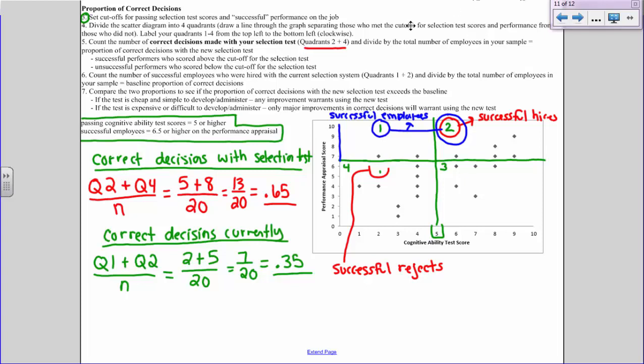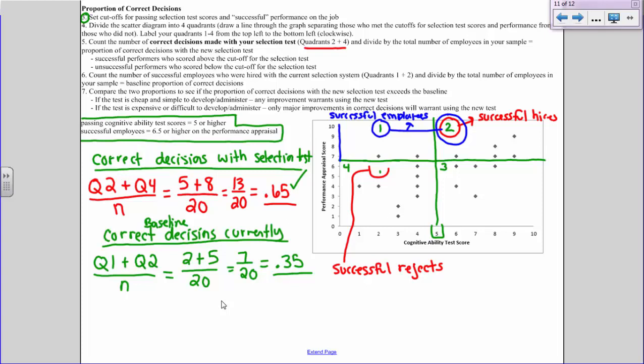So now we are on step 7, right? We've got our baseline. Let me write that into this, our baseline. How well are we doing with our current selection system versus how well would we have done if we used this new selection test, or in this case, the cognitive ability test? Well, we can clearly see that this 0.65 is better.